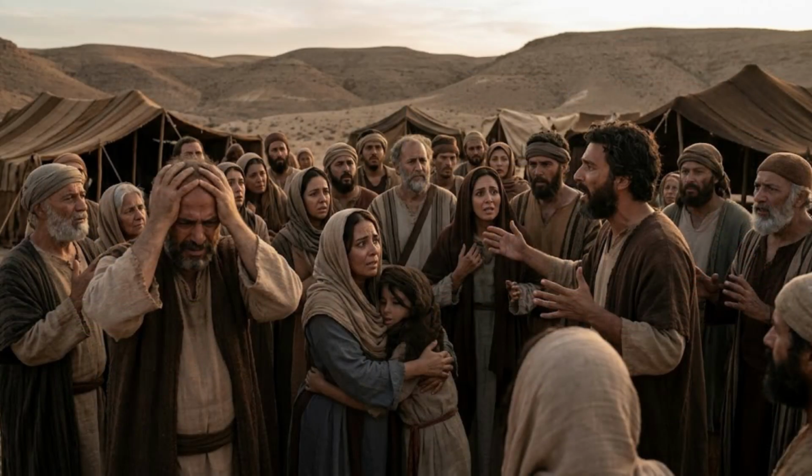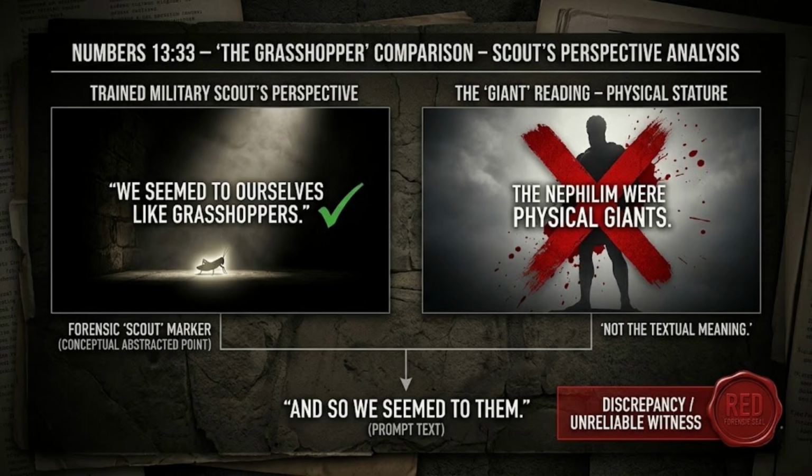Numbers chapter 13. The 12 spies of Israel have been sent into Canaan by Moses to survey the land. The mission is straightforward: assess the territory, report back, and give the people a picture of what they are walking into. 10 of the 12 come back with a report that throws the entire Israelite camp into panic. Verse 33, the spies say, "We saw the Nephilim there, the sons of Anak, who come from the Nephilim, and we seem to ourselves like grasshoppers, and so we seem to them."